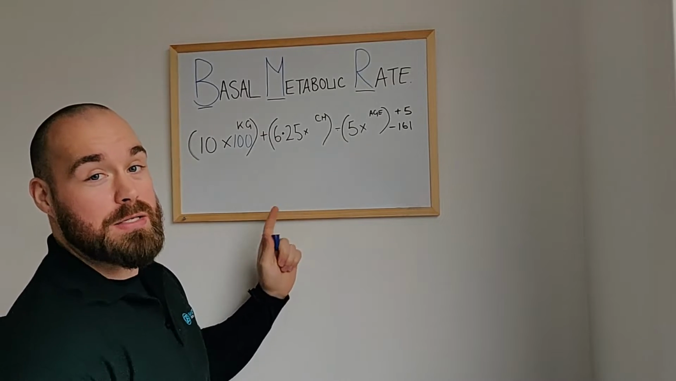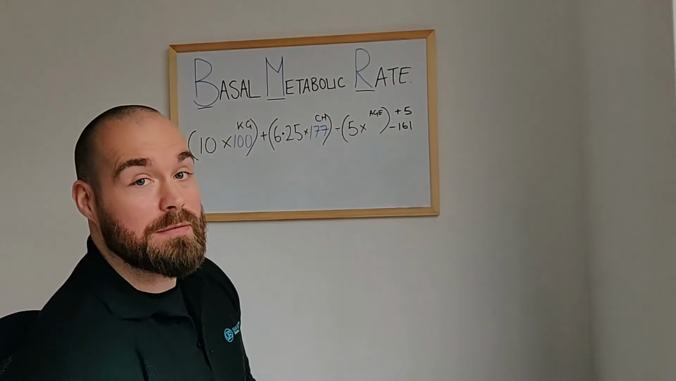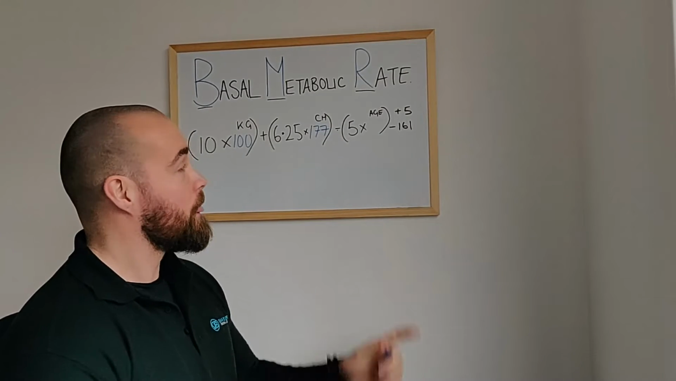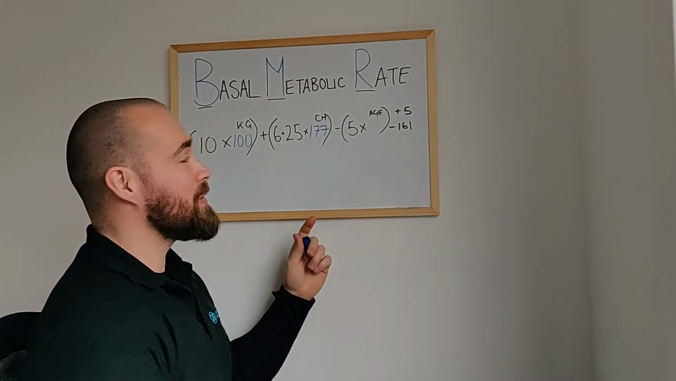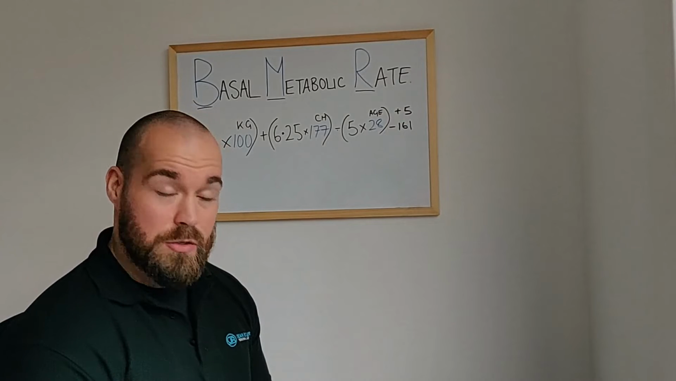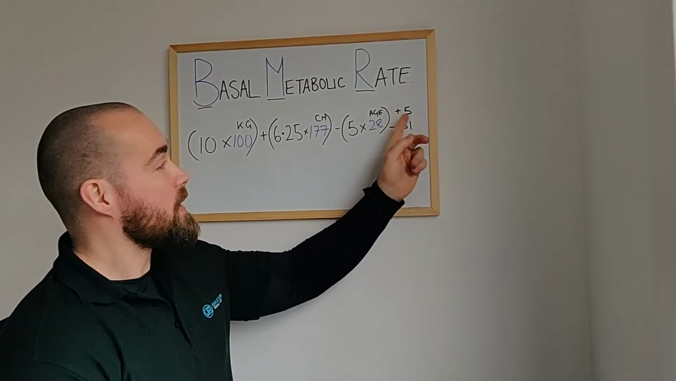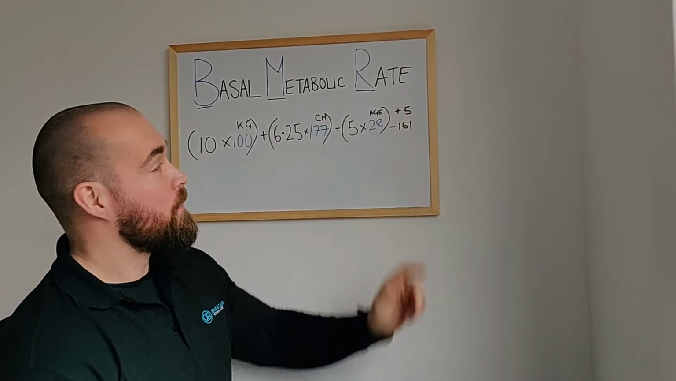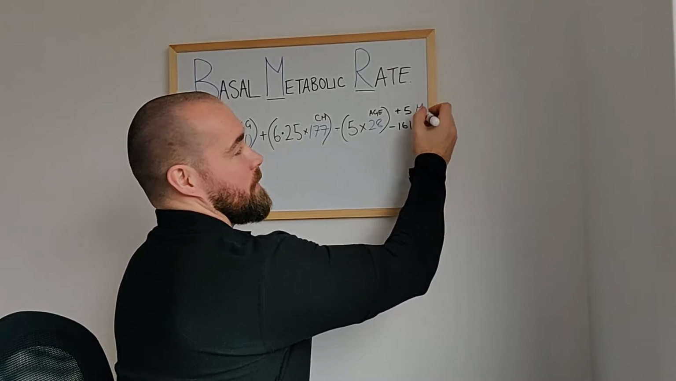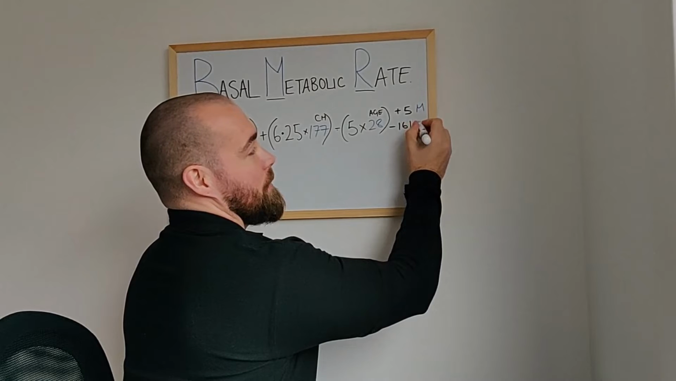We're going to add that to 6.25 times my height in centimetres. And at 5'10"-ish, I'm somewhere around 177 centimetres. We're then going to subtract from that 5 times my age in years, which is 28. I'm not a young whippersnapper anymore. And then finally, as part of that equation, for a male, you will add 5. And for a female, you'll subtract 161.